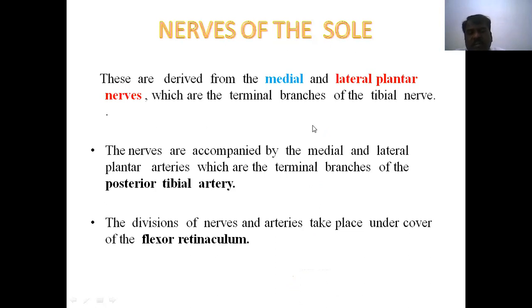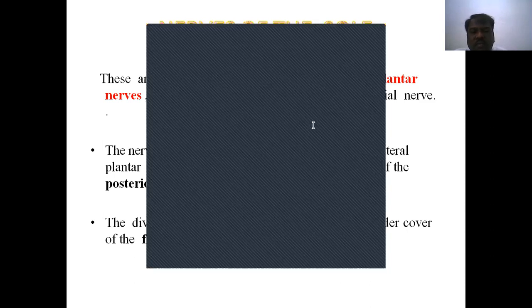See the lateral and medial plantar nerves, how they are formed. See, the posterior tibial nerve crosses the flexor retinaculum below the medial malleolus. Then it enters the plantar region and is divided into lateral and medial plantar nerves. These are all accompanied by the medial and lateral plantar arteries. We identify these two plantar arteries and the nerves dividing just below the flexor retinaculum.